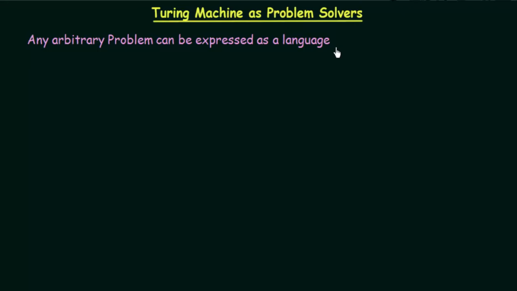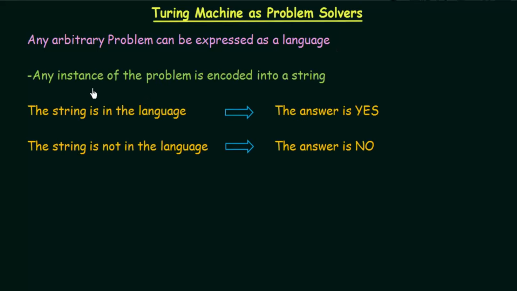So let us see how we can formulate a problem into a language so that we can design the Turing machine to solve that problem. Any instance of the problem is encoded into a string, and we pass that string into our Turing machine. If the string is in the language, then the answer is yes. That means if the Turing machine accepts that string, then the answer to our problem is yes. If the string is not in the language, that means the Turing machine rejects that string, then the answer to our problem is no. So this is how we do it.